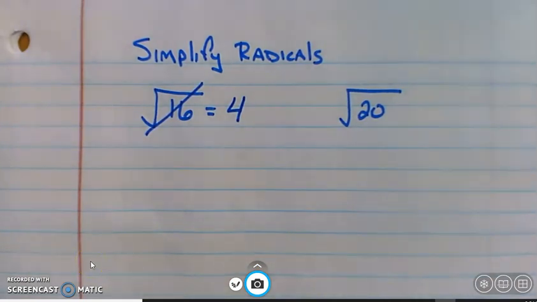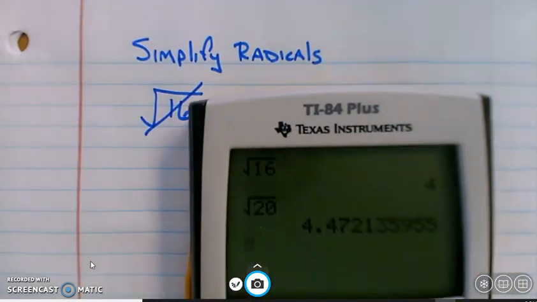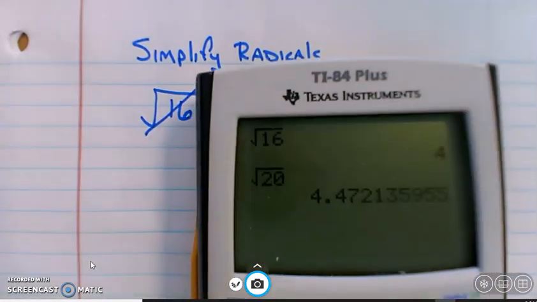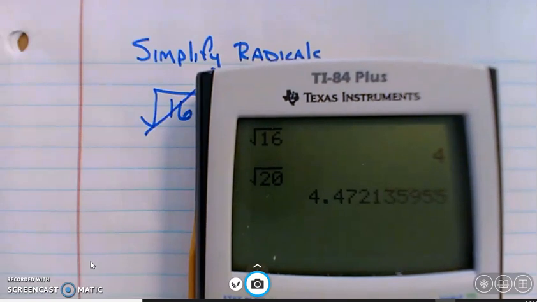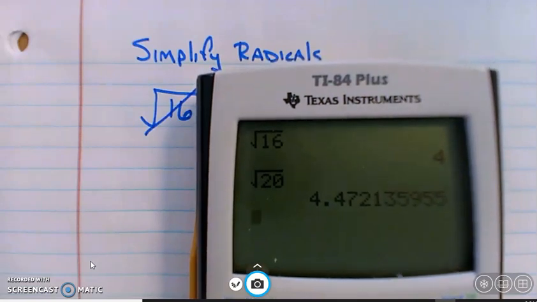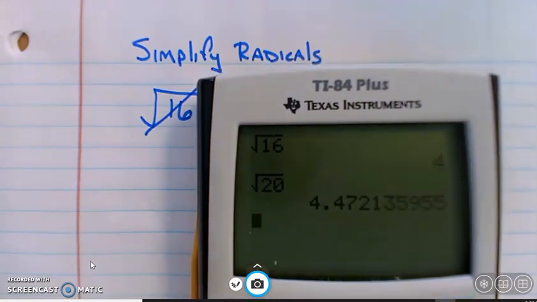So once again, I think I will look at my calculator and try to plug that in. The square root of 20 is, ooh, that's weird. That's a terrible little decimal, isn't it? 4.472, etc., etc. So why was this number so crazy when this one worked out so well?